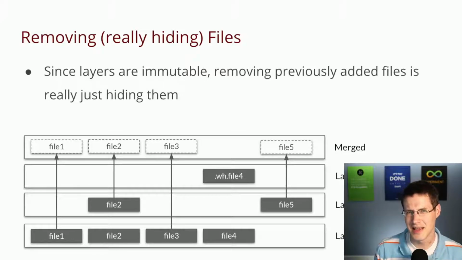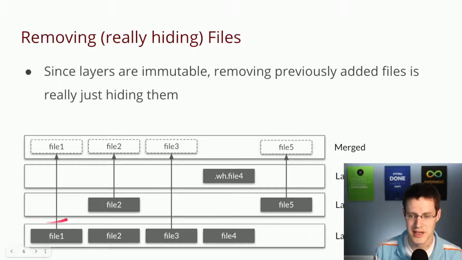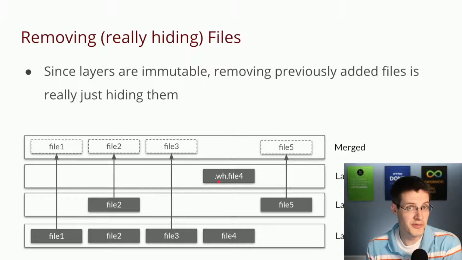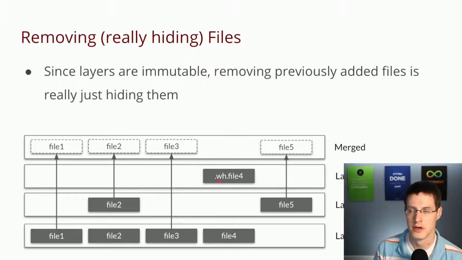Okay, and it's the same thing with our image layers. Using the example from the previous slide, layer 1 has files 1, 2, 3, and 4. If layer 3 removes a file, so maybe a Dockerfile command to remove a file, and we'll see an example of this here in just a second, this layer isn't modifying layer 1.